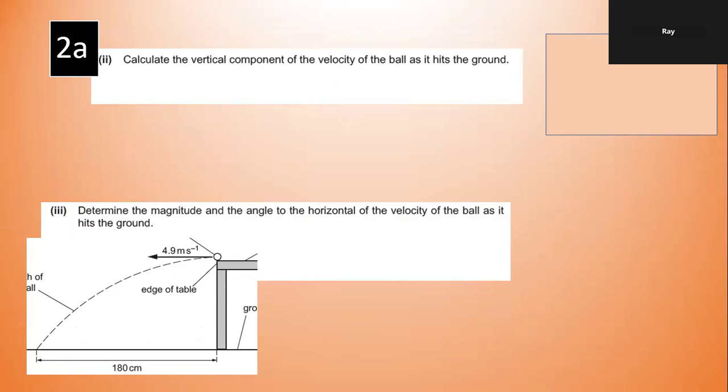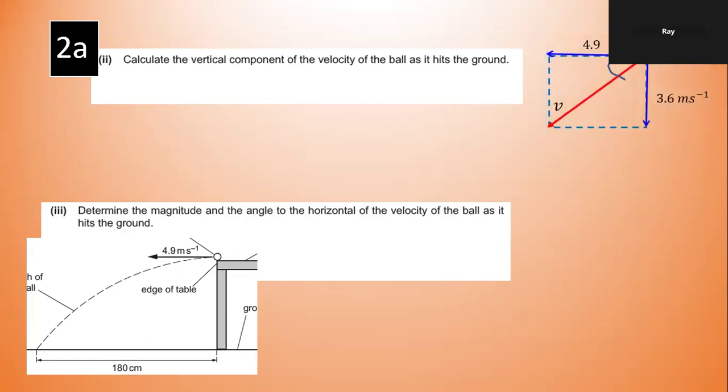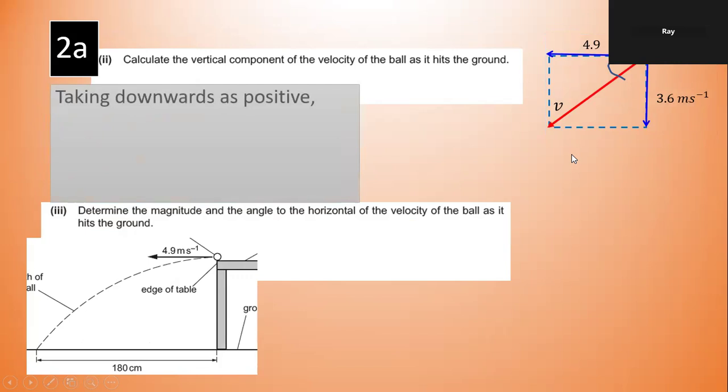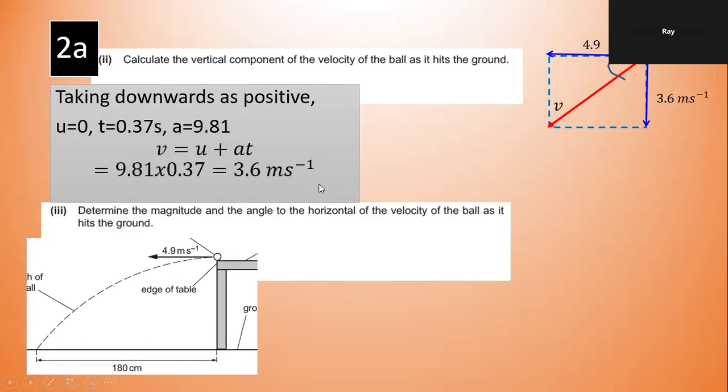Calculate the vertical component of velocity as it hits the ground. To calculate the time, 3.6. Right? Have a picture of what is happening. Taking downwards as positive. Initial is 0. Vertically, initially is 0. That's the time that we calculated. 9.81, g. Then put in your value. 3.6. Okay, correct.